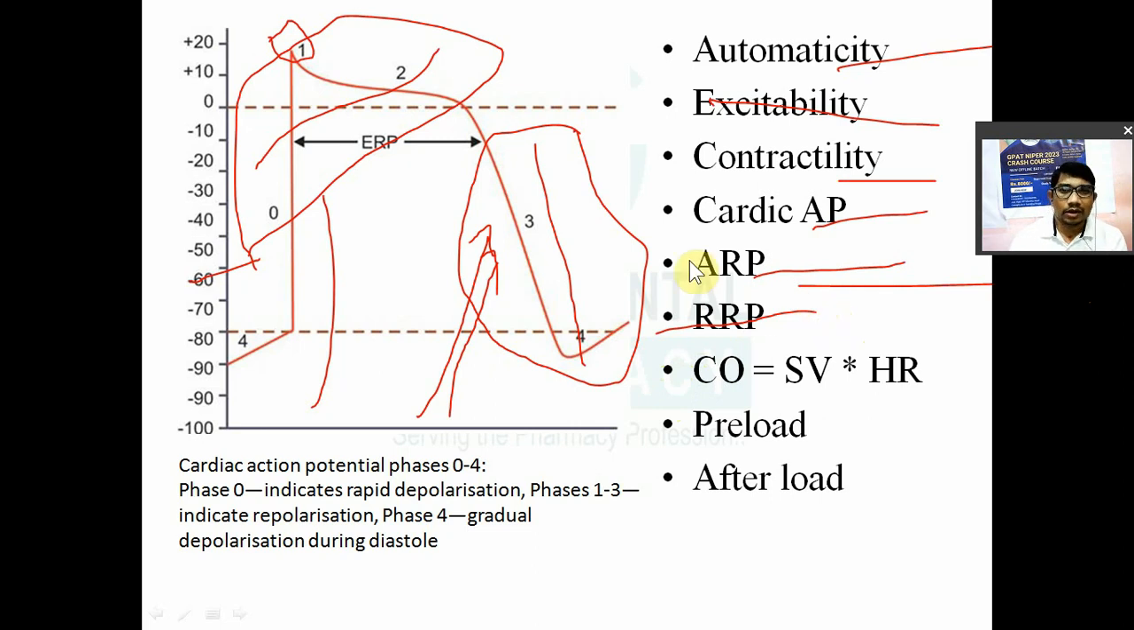Now, phase 3 and phase 4 are known as the repolarization phase, and during this, if another stimulus with strong intensity comes, your cardiac cell may react or may excite again. This is the relative refractory period. These two are the types of refractory period. Now, the effective refractory period is also known as the absolute refractory period.